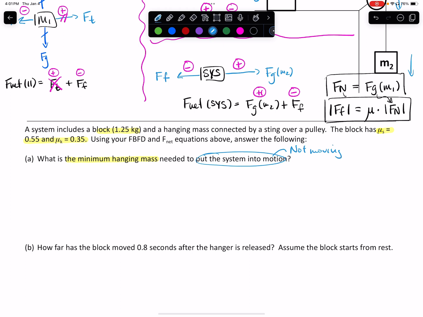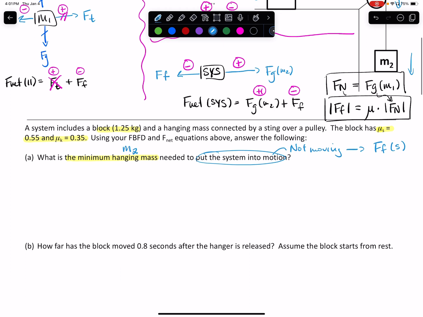So that means we're dealing with static friction. Now this minimum hanging mass, we're trying to figure out, well, what is the mass of object 2? So that's going to be our unknown. If I want to determine what the minimum mass needed is, what I'm really asking is, what is the minimum force due to gravity that's acting on that hanging mass that will be equal to the static friction? Because remember, the system will not move until your applied force is equal to or greater than your static friction. And here, the force being applied is due to the dropping of that hanger.